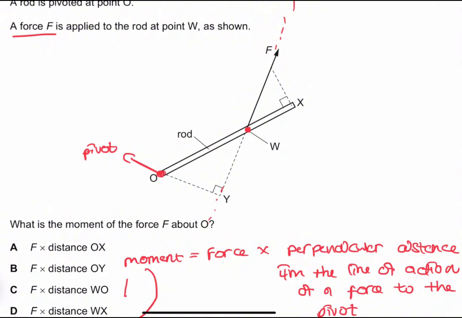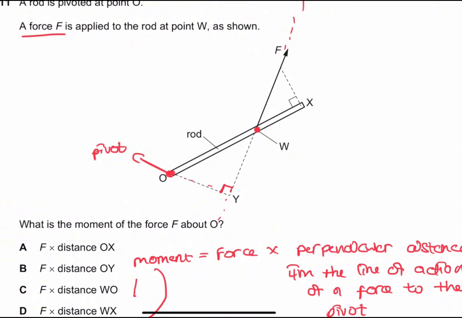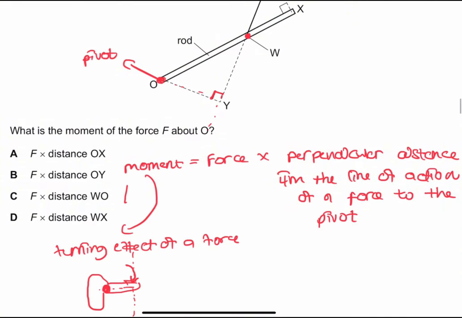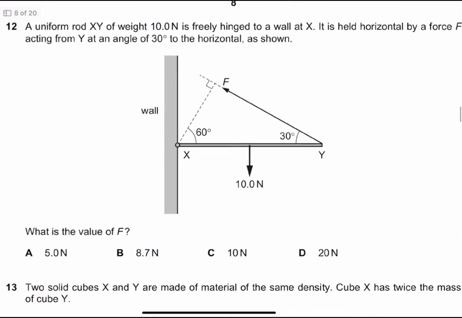Which direction is perpendicular to this pivot? Which forms 90 degrees? It's basically this one, okay? So the answer becomes B, right? Force times distance, or Y. I'm moving to question number 12.